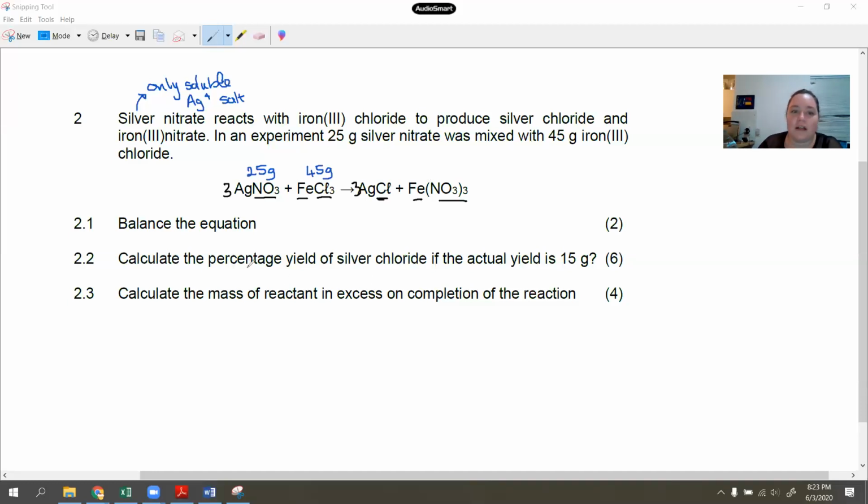Now you are asked to calculate the percentage yield of silver chloride if the actual yield is 15 grams. So what they are effectively asking us to do is work out what mass of silver chloride we get, because that will be our theoretical yield, and then to use it to work out the percentage yield.